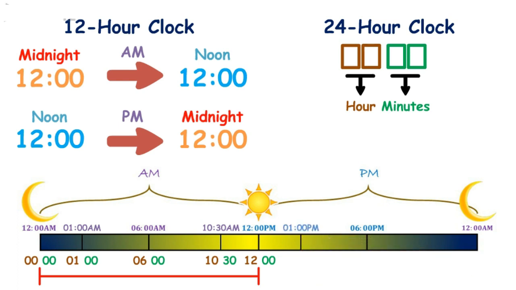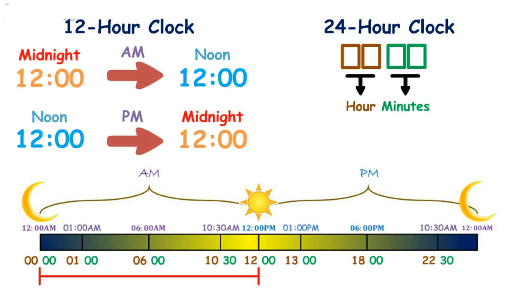The time at 1 p.m. in the 24-hour clock is written as 13 hours, and 00 minutes. And read as 1300 hours. The time at 6 p.m. in the 24-hour clock is written as 18 hours, and 00 minutes. And read as 1800 hours. The time at 10:30 p.m. in the 24-hour clock is written as 22 hours, and 30 minutes.